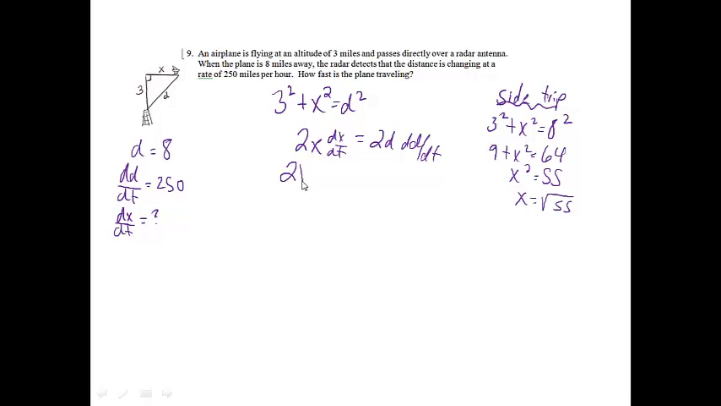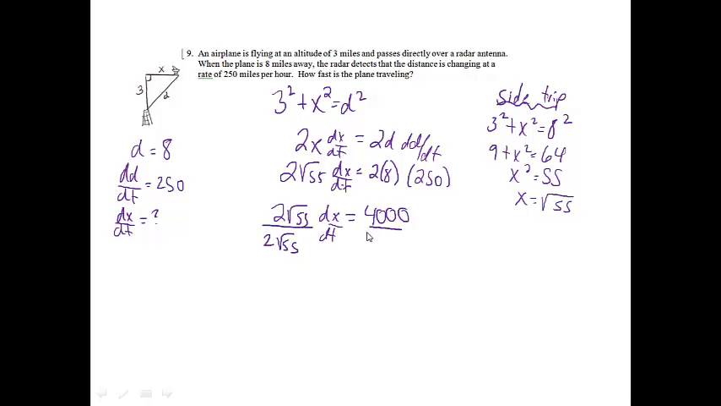Okay, so now I have 2 times the square root of 55 dx/dt is equal to 2 times d, which is 8, times dd/dt, which is 250. All right, simplifying this, I will now have 2 square root of 55 dx/dt is equal to 4,000. And then to get dx/dt by itself, I'll just divide by 2 square root of 55. You may leave your answer like this. If you're going to work it out to a decimal, please make sure you put the denominator in parentheses. And when you do that, you're going to get dx/dt is equal to 269.680 miles per hour.